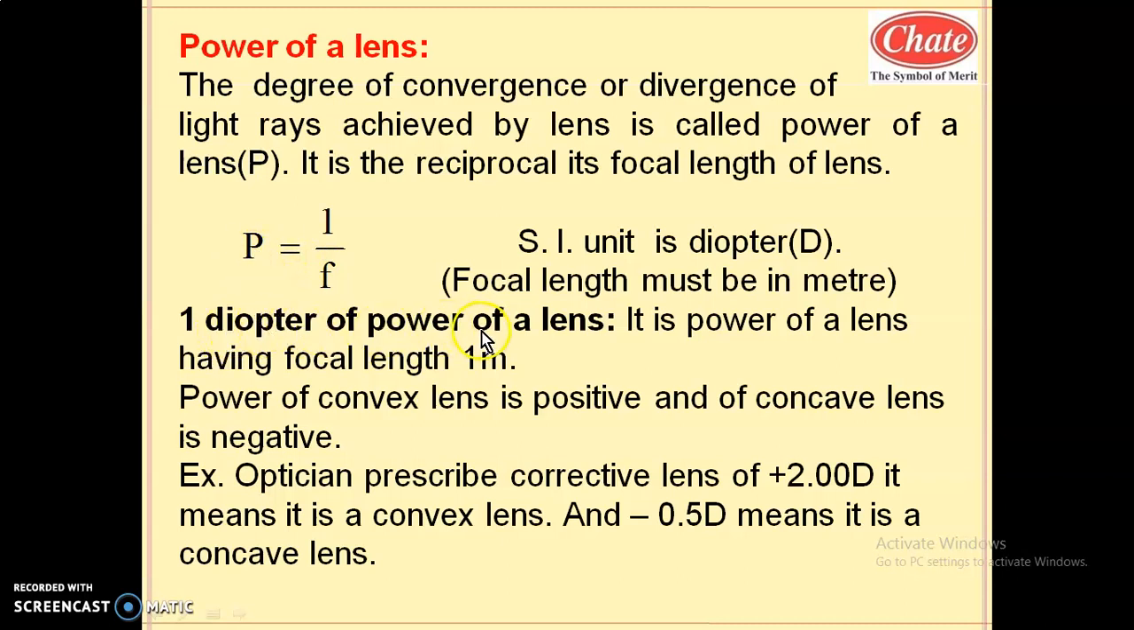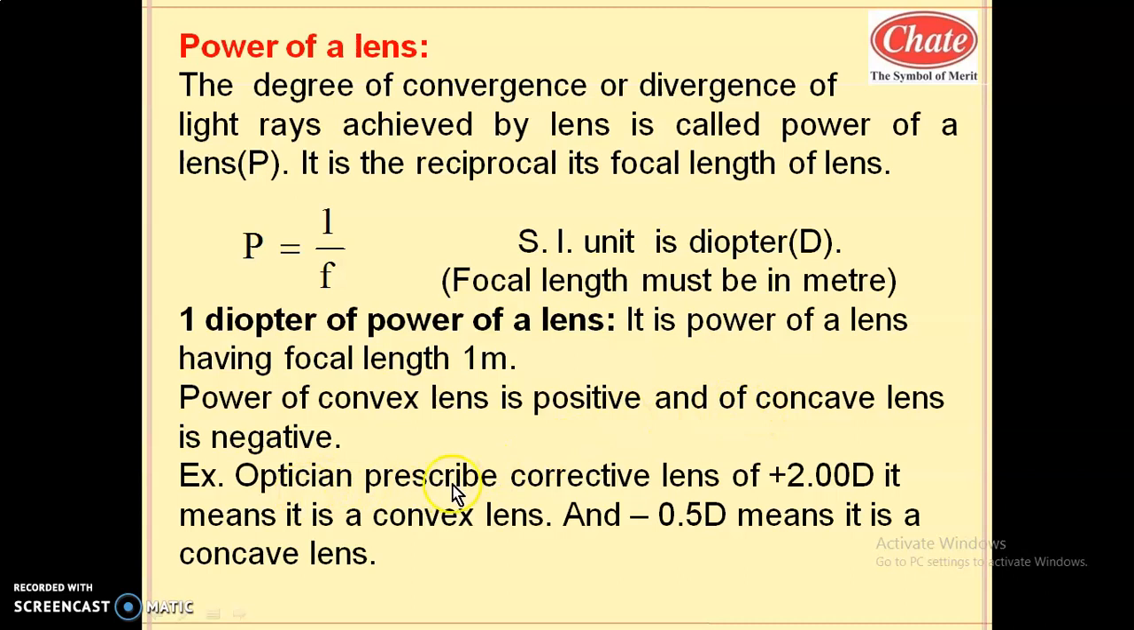What is 1 diopter power? When focal length is 1 meter, then power is said to be 1 diopter. So it is the power of a lens having focal length 1 meter. So 1 diopter power of a lens means it is the power of such a lens which has the focal length of 1 meter. Power of convex lens is positive and power of concave lens is negative. I already said this to you, because power of lens depends upon the sign of focal length.